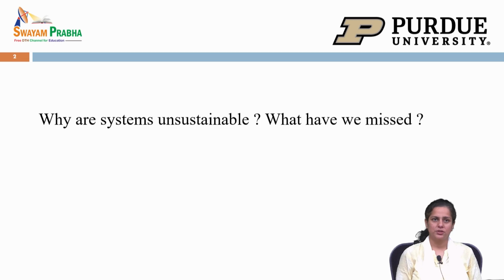So the first question is: why are systems unsustainable, and what have we missed? This question is very important because it helps us think about how we have been doing design and doing things so far that has led to the problems we are facing now with environmental damage. Once we understand that question, we would know how to rectify it, or where we need to improve, so that we can actually design sustainable systems.